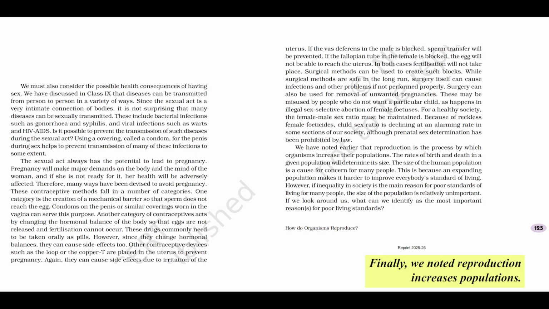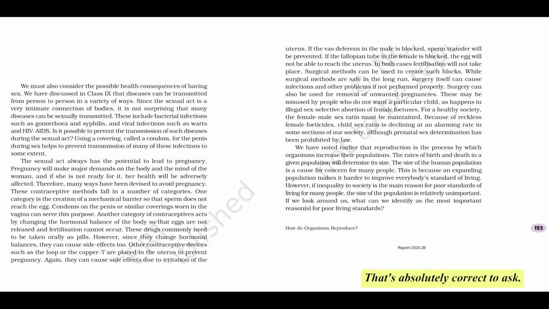Indeed. Finally, we noted reproduction increases populations. Population size depends on birth and death rates. An expanding human population is a concern for many, making living standards harder to improve and straining resources. It's complex and needs critical analysis for exams like UPSC. Is population the main issue, or is societal inequality a bigger factor in poor living standards? Worth thinking about. Does using a Copper T also protect against sexually transmitted diseases, or just prevent pregnancy?